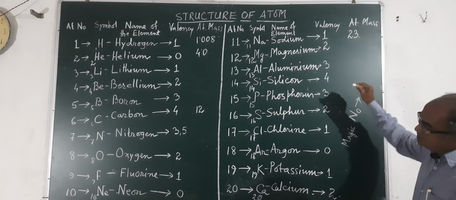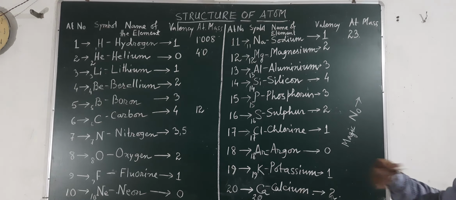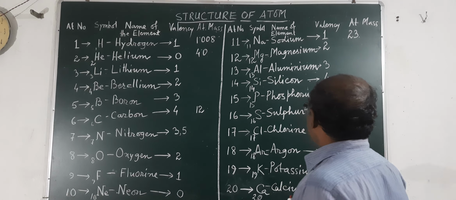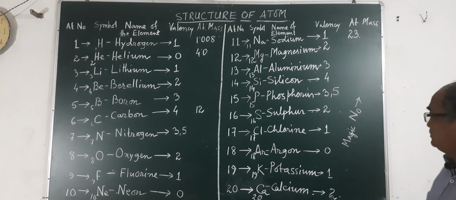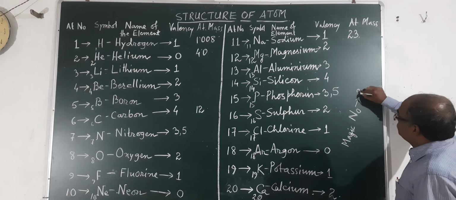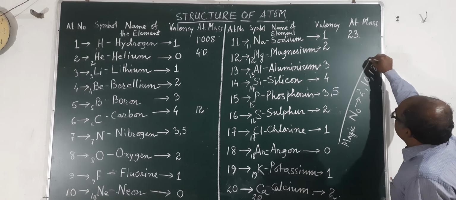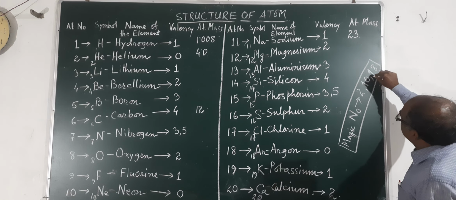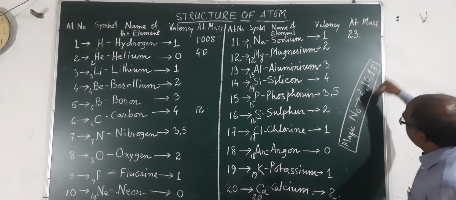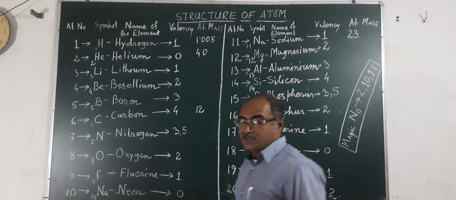Up to 20, it is very easy to remember, and up to 20, all the properties are maintained by all the elements. So the magic number is 2, 10, 18. You try to remember these three numbers. You may recall it or chant it 10 times, 20 times: 2, 10, 18, 2, 10, 18. So why am I telling 2, 10, 18?